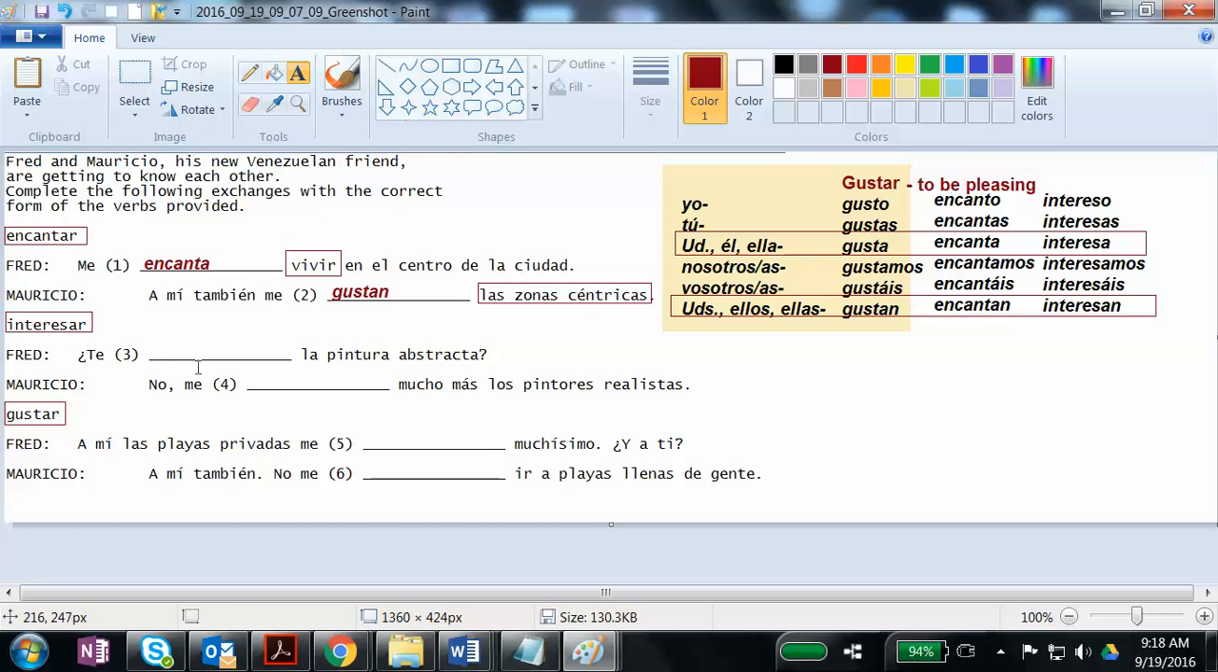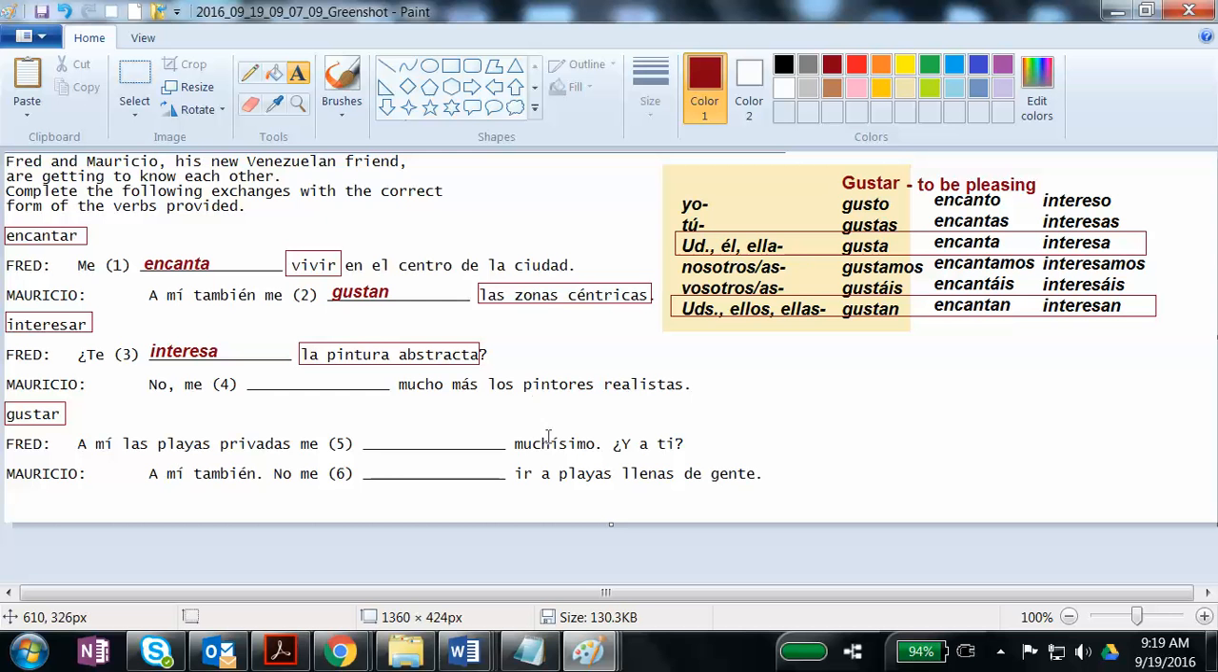Then he says, te blank la pintura abstracta. This time he wants to know if this abstract painting is pleasing to you. Fred wants to know if the abstract painting is pleasing to Mauricio or pleasing to you. He's saying, Mauricio, are abstract paintings pleasing to you? Because this is singular, again, you're going to use the singular form, which would be interesa. ¿Te interesa?